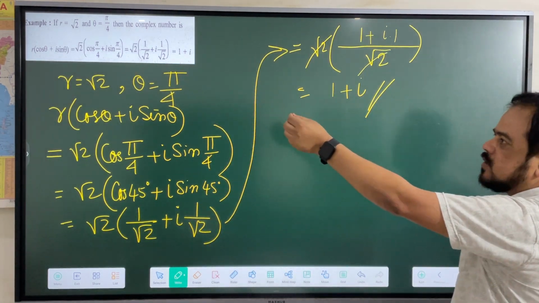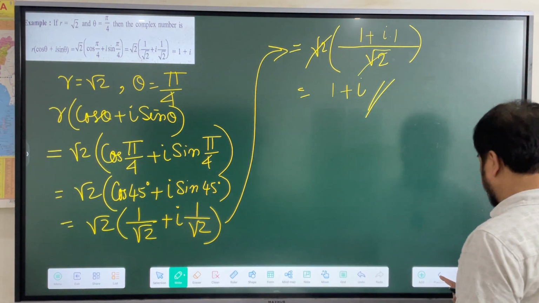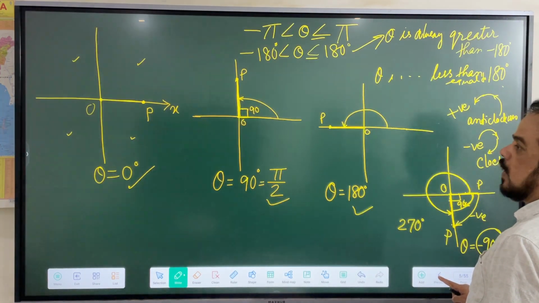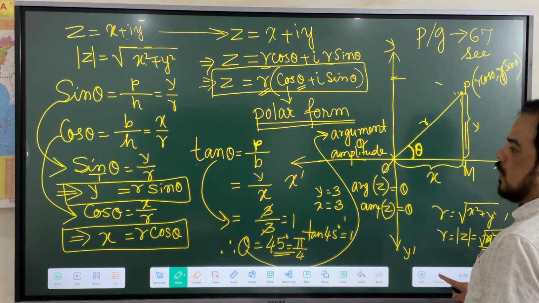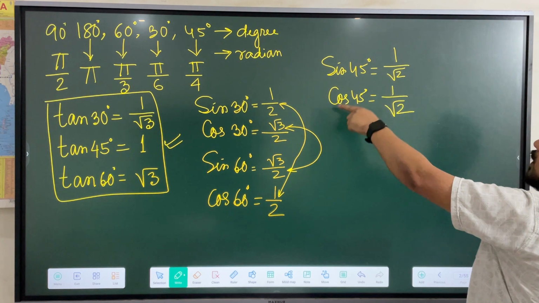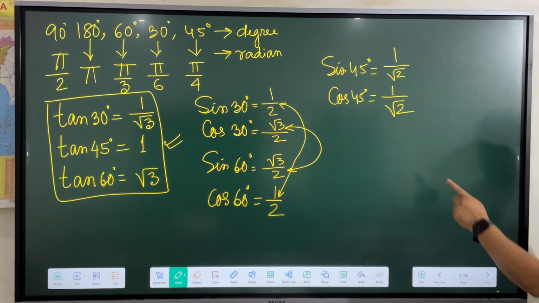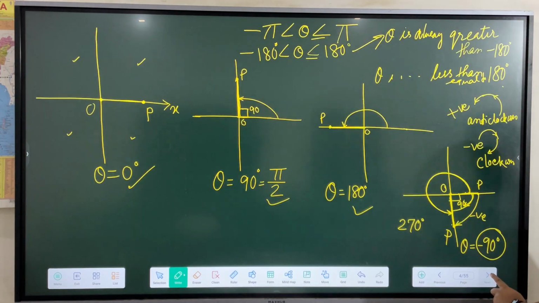Just the value of r is given, theta is given, you have to put the value. This value I have already told you to learn, that is why I have told you to learn. This value also is required. Here sin 30 degree, sin 60, cos 60, sin 45, cos 45, already I explained in page number 2. Page number 2, please revise yourself at home.